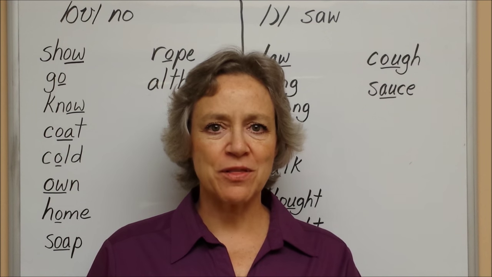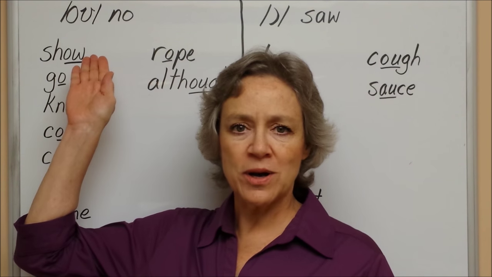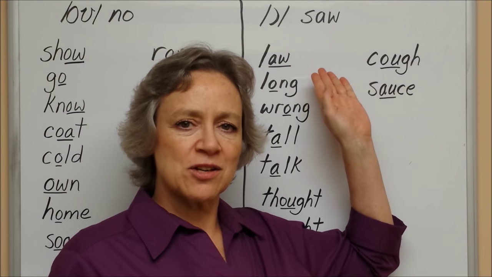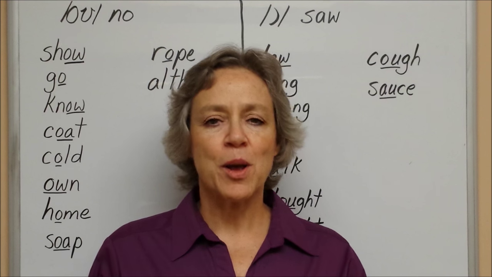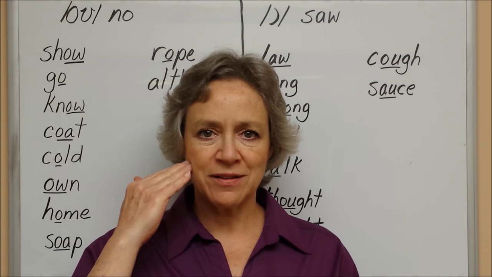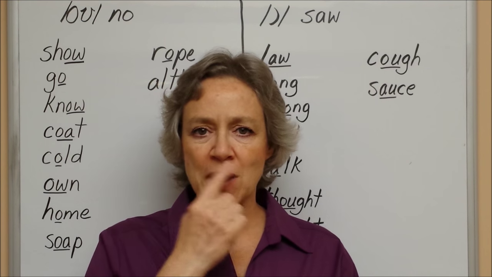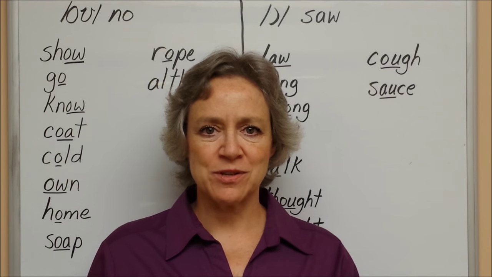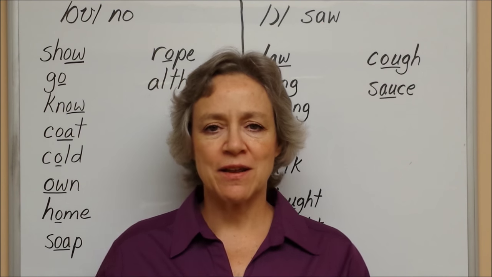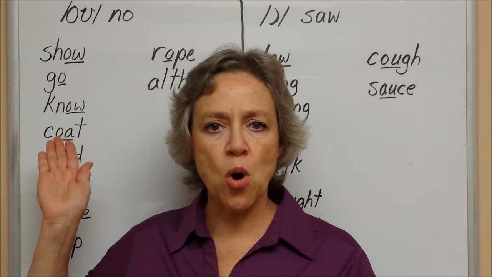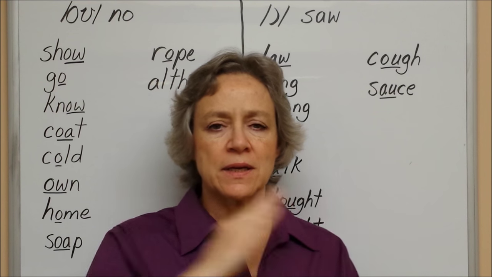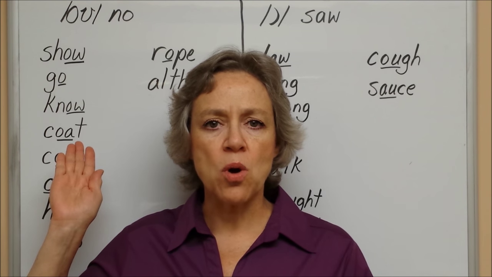Today I'm going to talk about the vowel sound O as in no and A as in saw. Both of these are back vowels. That means that there is some movement in the back of our tongue. And both of these have rounded lips when we make the sounds. The biggest difference between these two sounds is that the mouth is more closed for O and more open for A. This one is O.